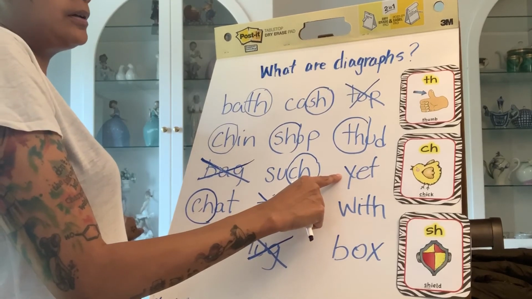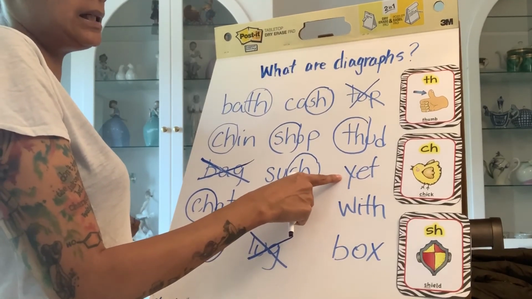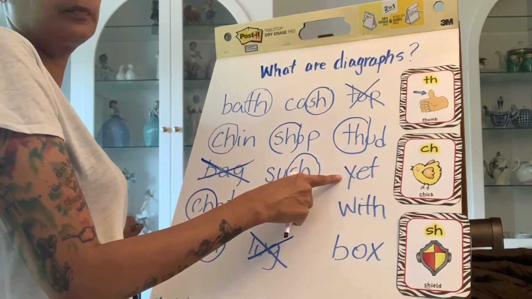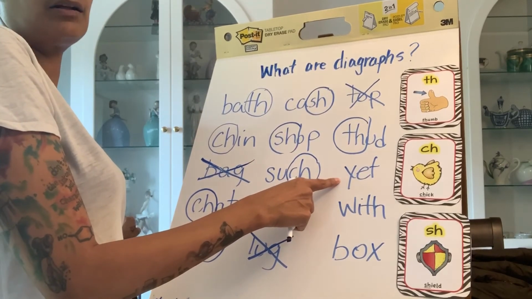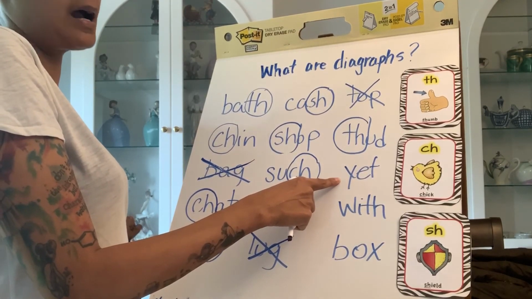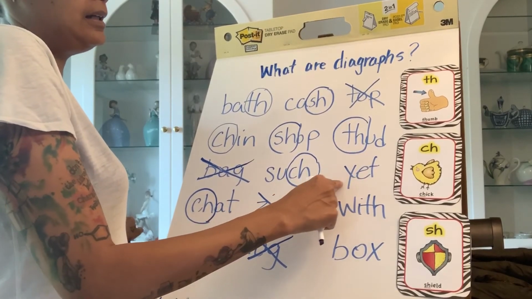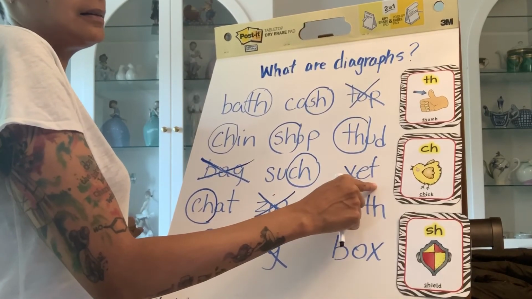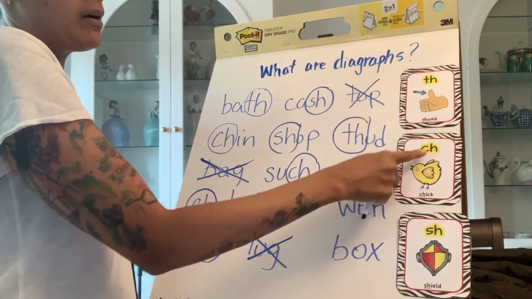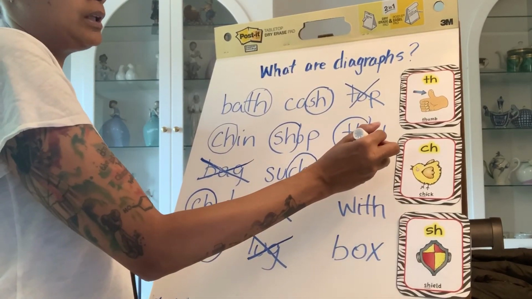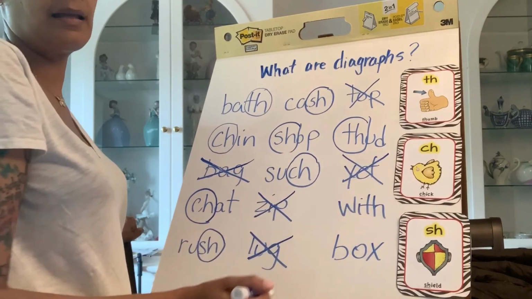Our next word. Do we have a TH, a CH, or an SH? No, we don't. But let's sound it out before we decide whether it's a digraph or not. Y-et. Yet. It doesn't have one of our three digraphs, so it gets an X.